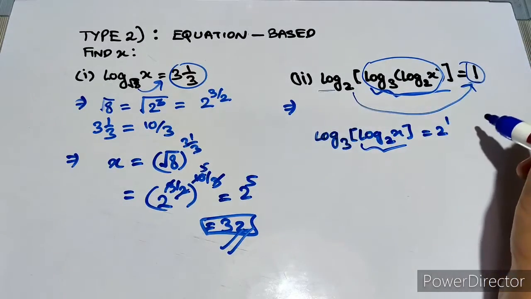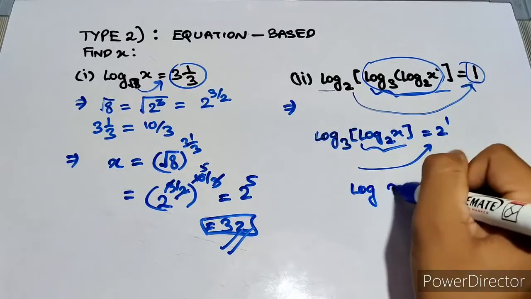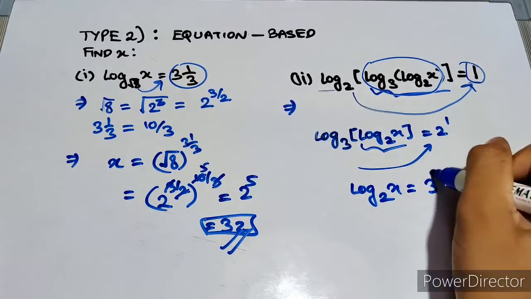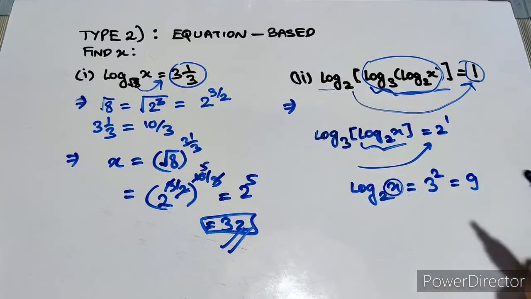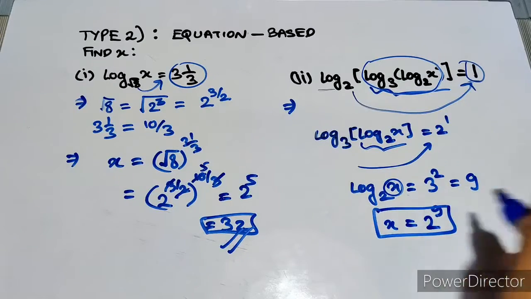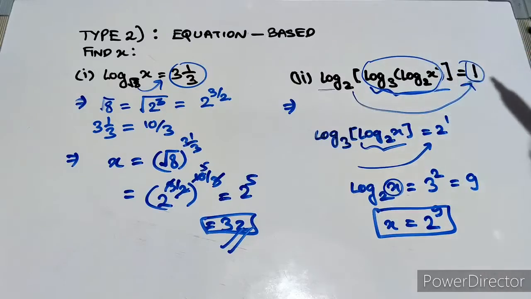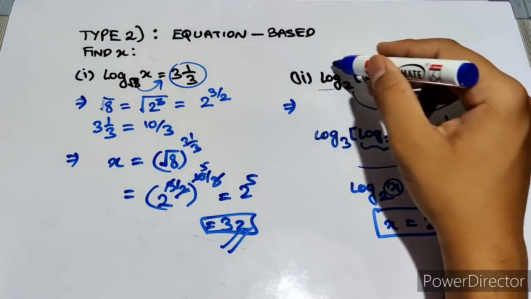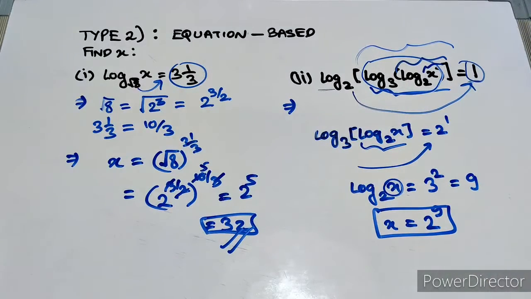Now this whole thing will be the argument and 3 will go here, so log x to the base 2 is equal to 3 to the power 2, that is equal to 9, and now simply x is the argument left, so x will be 2 to the power 9. This is the answer. So in such type of question where we have a log in the argument, we can simply do it step by step, first considering this as the argument, then this, and thus we will get the answer 2 to the power 9.